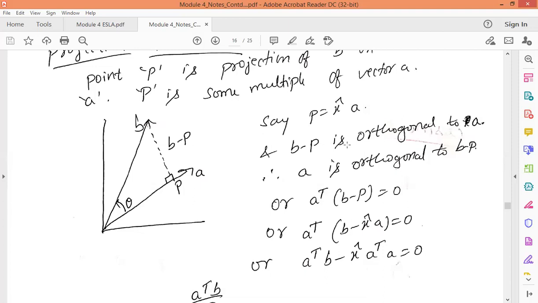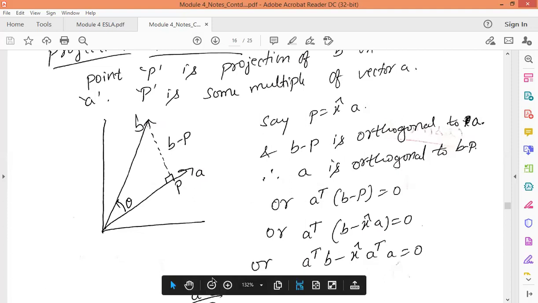So we are going to solve the problems on that. And here B minus P is nothing but the orthogonal drawn to the line A. So vice versa, A is also orthogonal to the projection at the distance B minus P. When we say orthogonal, the dot product between those two vectors should be equal to 0.